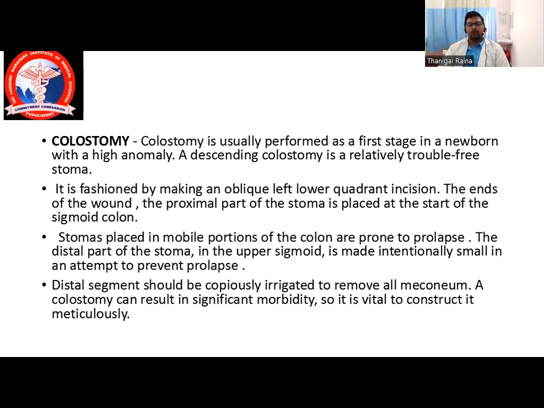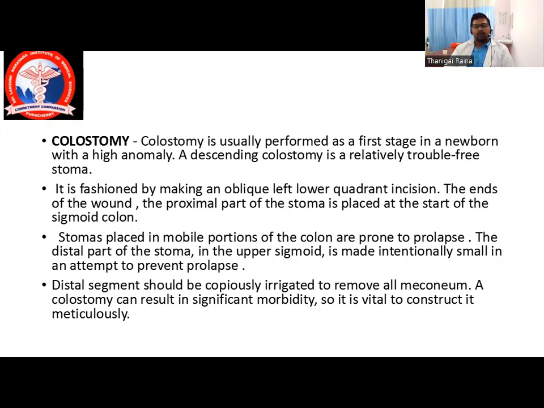So, how will you do a colostomy? The colostomy is usually performed as a first stage if a baby is suspected of having a high anomaly, and a descending colostomy is relatively trouble-free. It is fashioned by making an oblique left lower quadrant incision. The edge of the wound, the proximal part of the stoma, is placed at the start of the sigmoid colon.